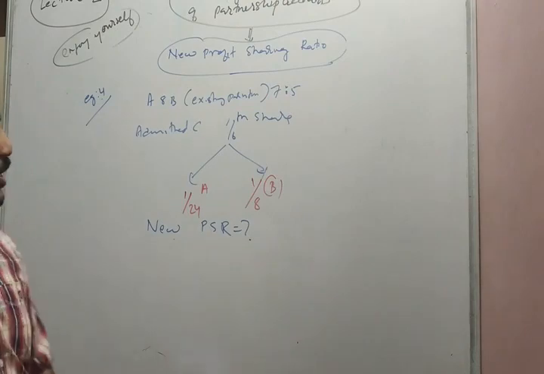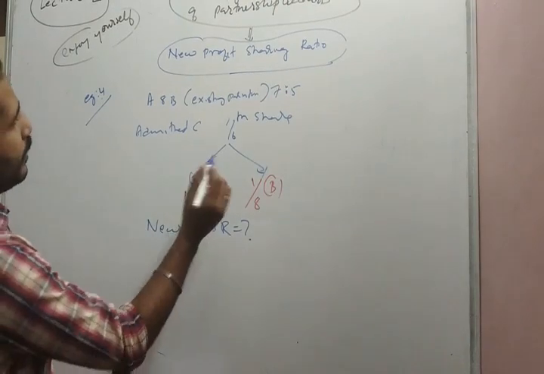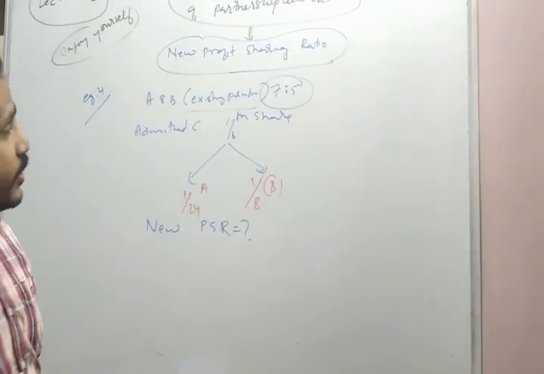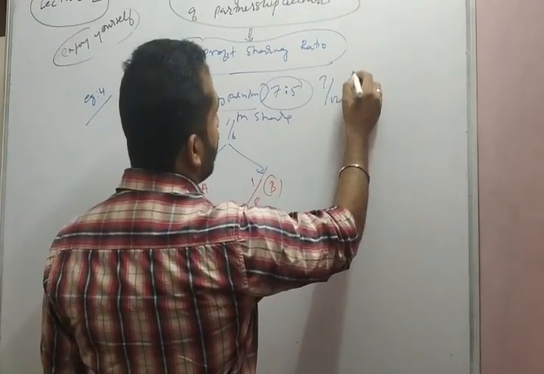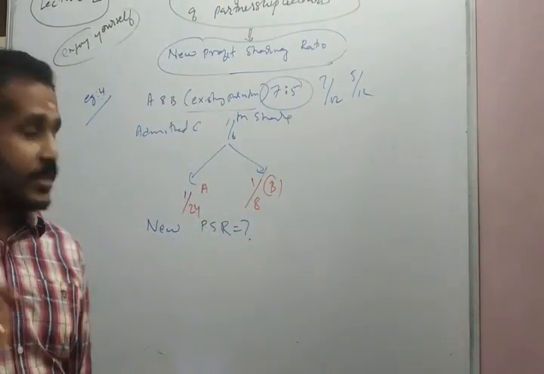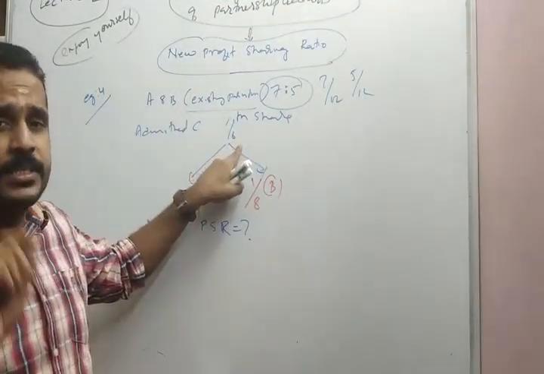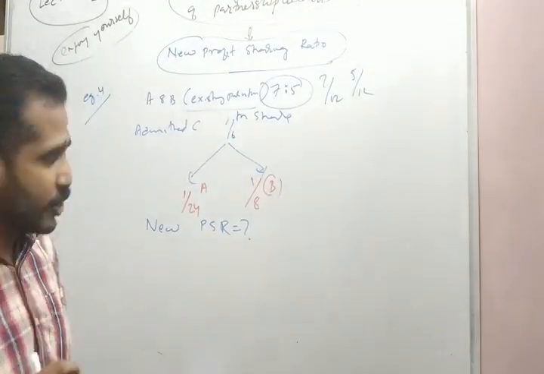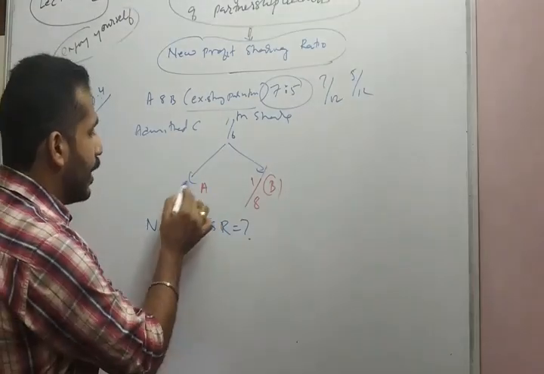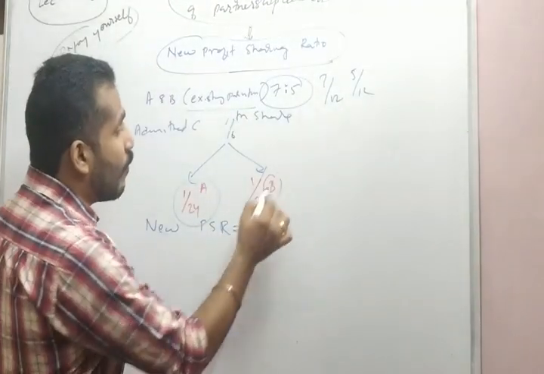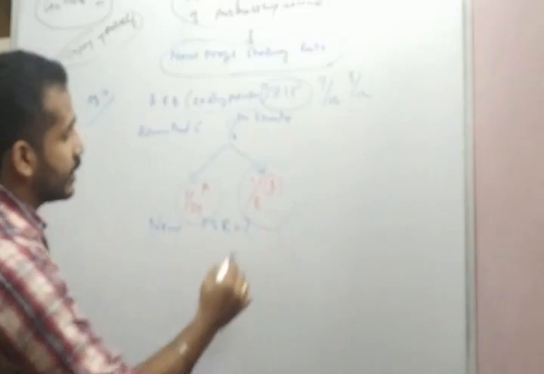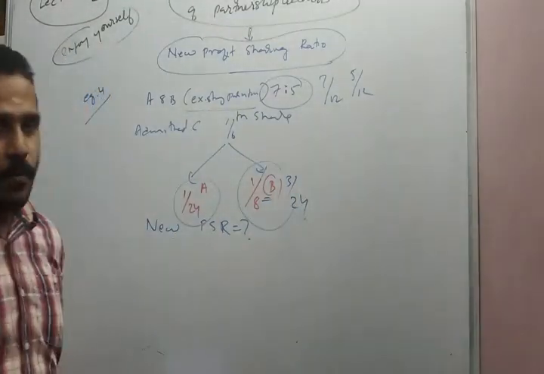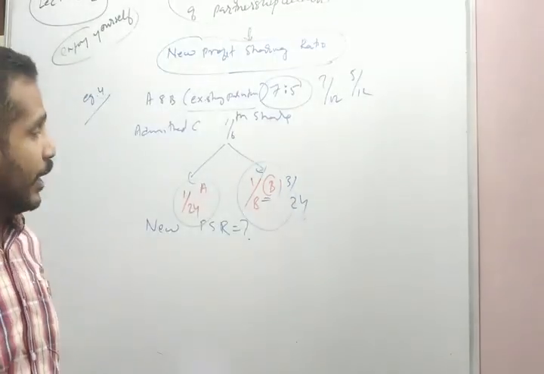Moving to the fourth illustration, example 4. A and B, existing partners, are sharing profits and losses in the ratio 7 is to 5. That is 7 by 12, 5 by 12. And they admitted C by giving 1/6 share in the future profits. And C has taken this 1/6 share from A, 1 by 24, and from B, 1 by 8. 1 by 8 is equal to 3 by 24, in order to equalize the denominators.